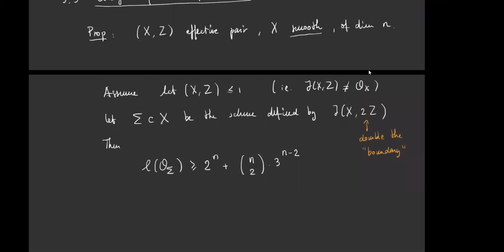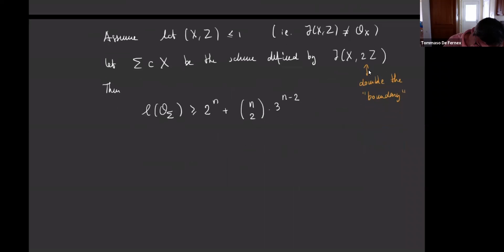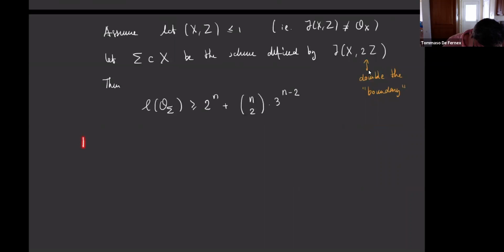Okay, so this is the proposition. I'm going to break this into two lemmas. We'll start with the first one, lemma 1. I have an effective pair and I have a divisor over X.